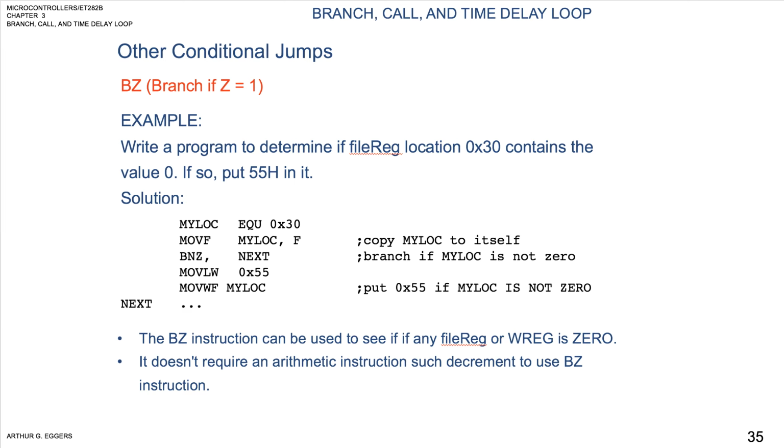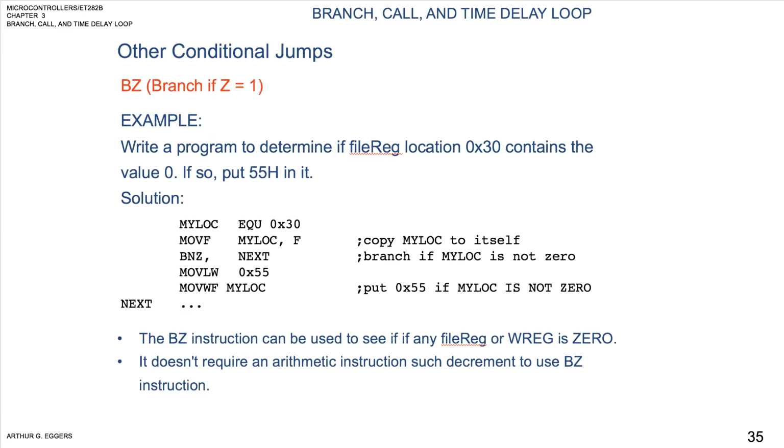So if we take a look at an example where we're going to write a program to determine if the file register location at 0x30 contains a value of 0. And if it is, then we're going to put 55H in it. So we're going to check to see the status. We're going to look inside the register, see if the value is 0, and then put a 55 hex inside.